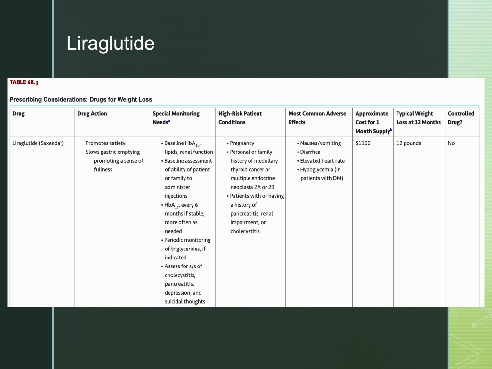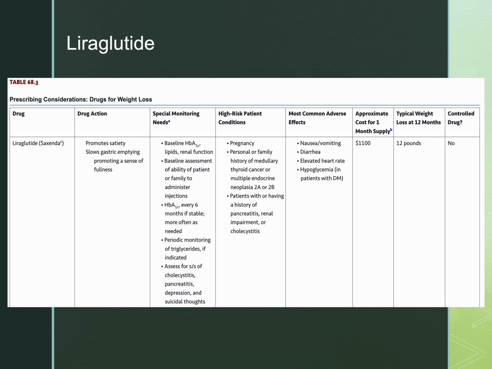And A1C is going to be followed up on every 6 months if they're stable, more often if needed, or if you're initially starting. I usually start with a 3-month period for most drugs anyways. Periodic monitoring of their triglycerides, and you're looking for any signs and symptoms of cholecystitis, cholelithiasis, pancreatitis, depression, and suicidal thoughts as well.